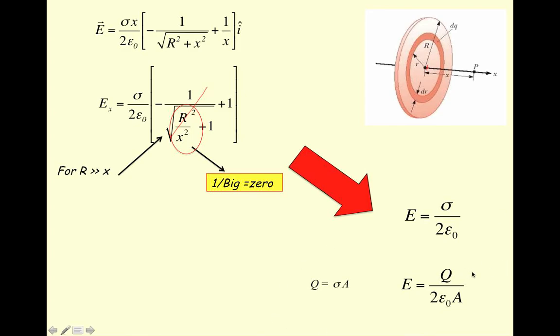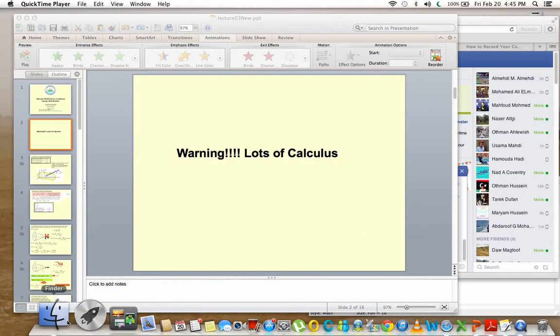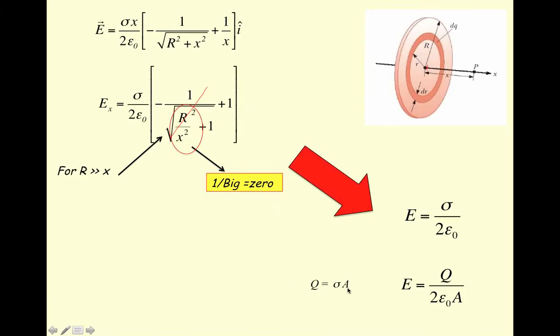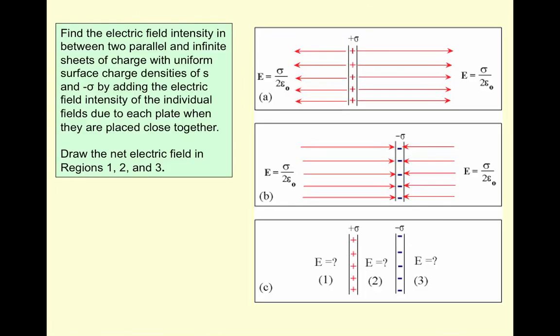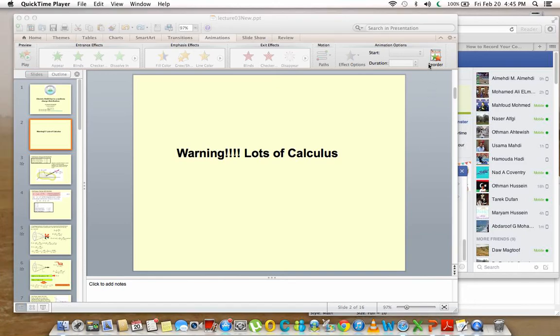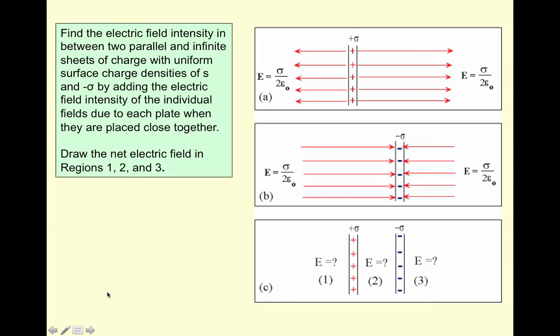Again, taking sigma as q over a, I get the result: the electric field is equal to q divided by 2 epsilon multiplied by a. Okay, now let's use this result that we got to calculate, this is a question in the homework, the electric field at this point here, and this point here, and at this point here.